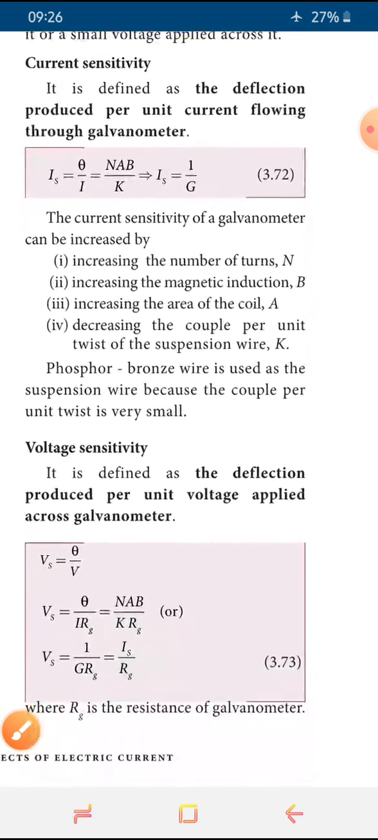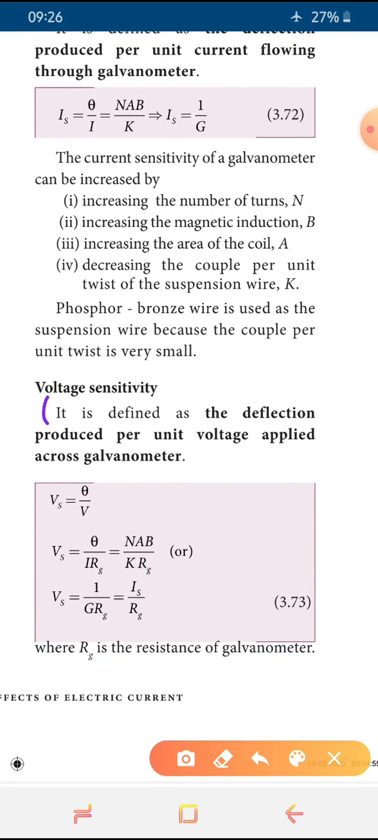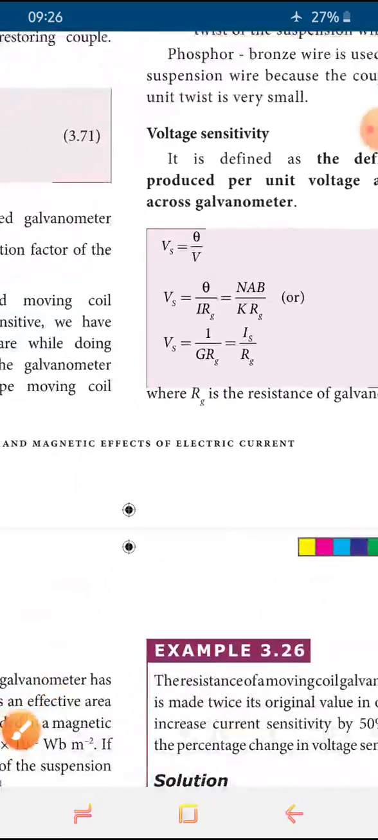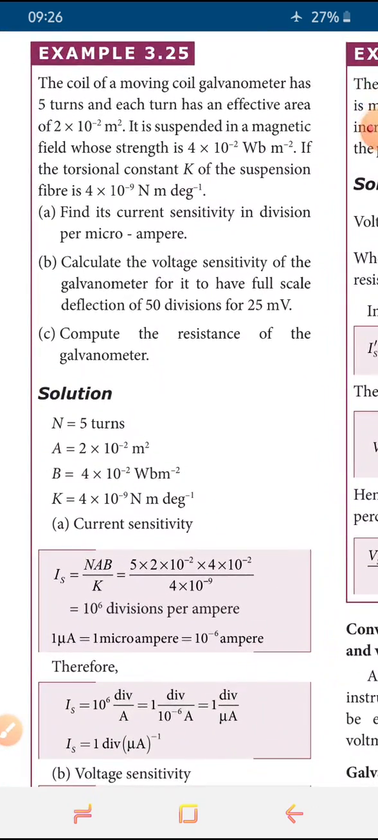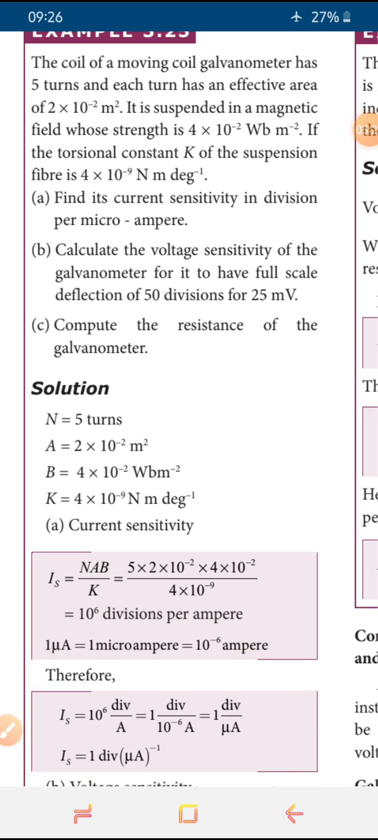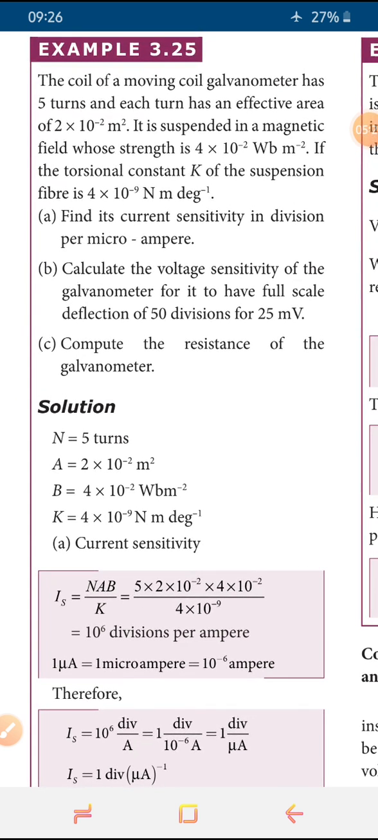Then voltage sensitivity, we can write and mark with this formula. So all these questions are 2 marks. I hope you know how to mark and study this. Okay, so after voltage sensitivity, now we are moving to example 3.25, and here there is a question.